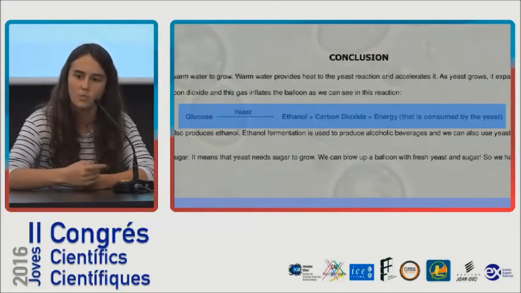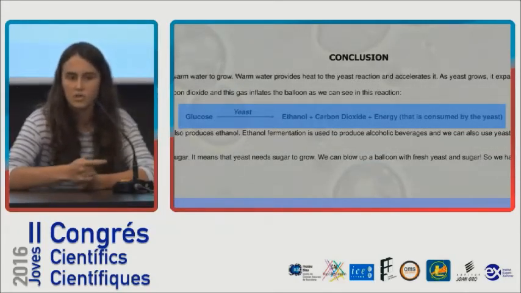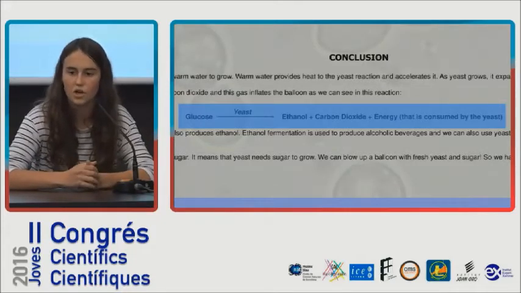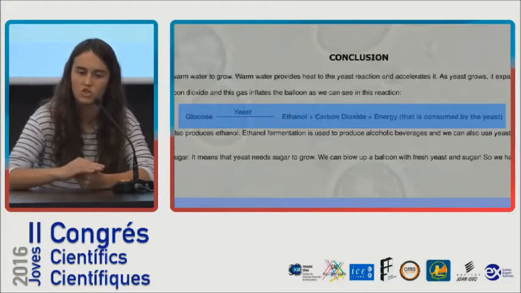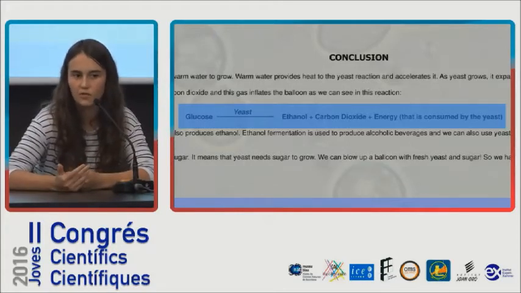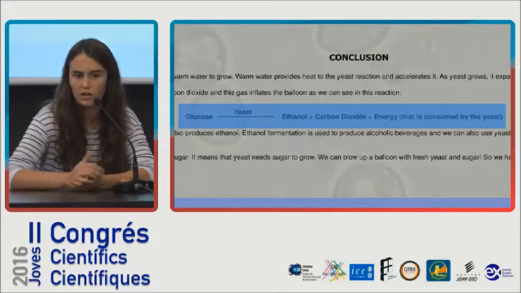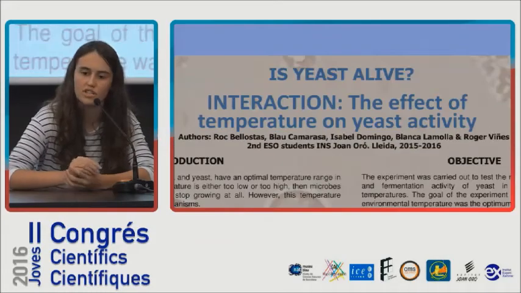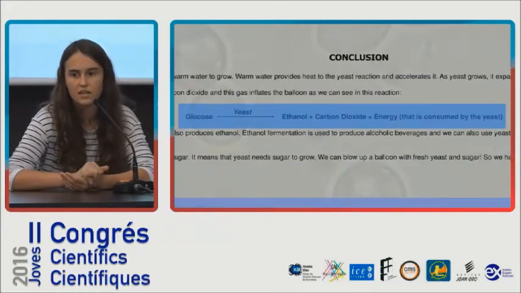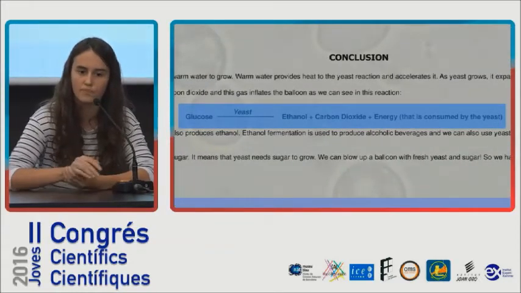The yeast also produces ethanol. Ethanol fermentation is used to produce beverages and also to make fuel. Yeast is nourished by sugar. It means that yeast uses sugar to grow.